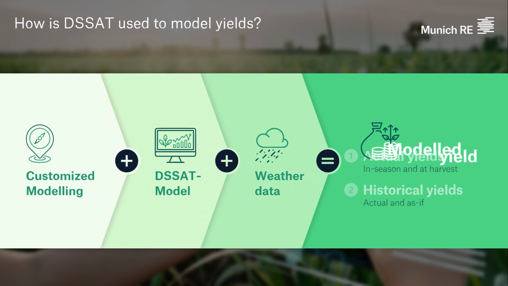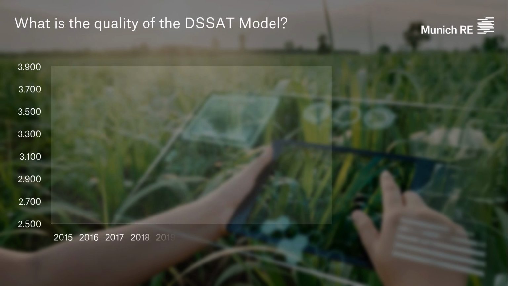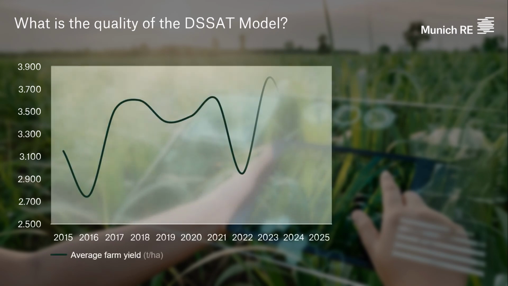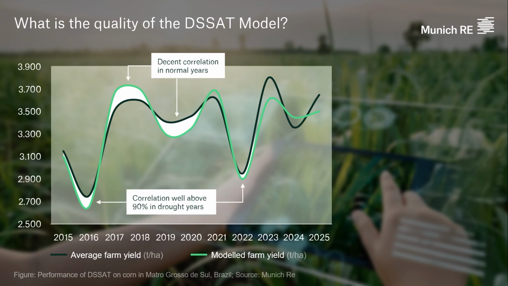Now that you know how it works, let's ask the obvious question: what is the quality of the model? When we look at the performance on a Brazilian corn farm, the results can be remarkably strong. In average years, we see some deviations, but in challenging years, typically those marked by drought and high temperatures, the model performs with a very high accuracy.